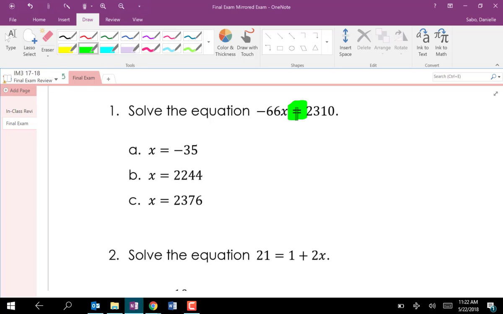If you truly don't know what the answer is or want to check your answers because you have that much time on this test, you could take negative 35, plug it in for x, and see if it's the right answer. B and C wouldn't be it because that's a negative 66. You're correct. The only answer that would get you the correct one would be A, yes.